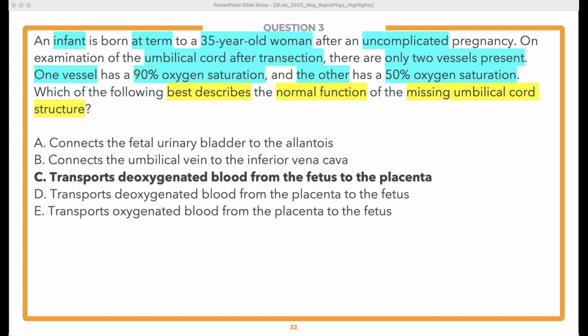Answer choice B is the ductus venosus, and this does not run in the umbilical cord. Lastly, answer choice A is talking about the urachus that connects the bladder of the fetus to the umbilicus. After birth, this becomes the median umbilical ligament. It's not part of the umbilical cord. So the best answer choice here is answer choice C. You can see how they took a very important physiology concept in reproductive physiology and made it a very interesting clinical question. So there are a lot of different ways they can ask questions about physiology. Make sure you're up to date on your physiology knowledge, and great job on today's Q-Lab.